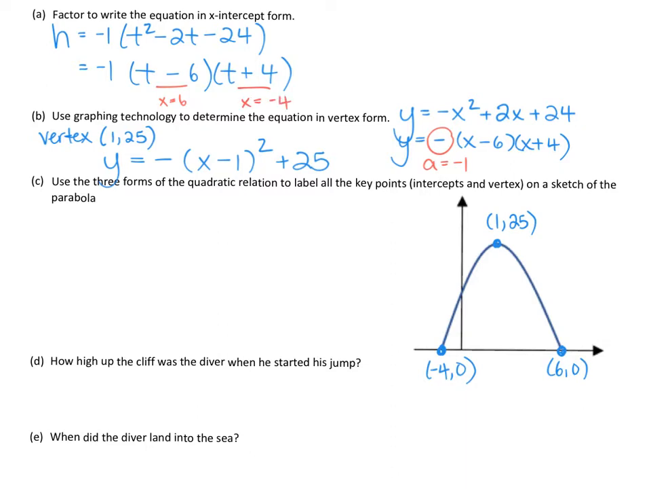We also know the y-intercept from the original equation. We can see from standard form that it's 24. Obviously our graph is not really to scale here, but this is just the general shape of a parabola so that you can get the idea of the key points. That's our y-intercept, and it can be written as (0, 24).